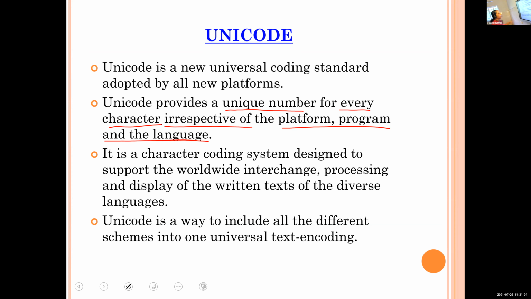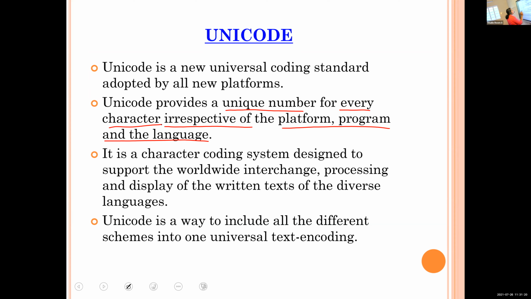In the case of ASCII, we can represent only 128 characters. In the case of ISCII, we can use only 256 characters. But in Unicode, we have a unique number for every character. That is the difference. Okay.